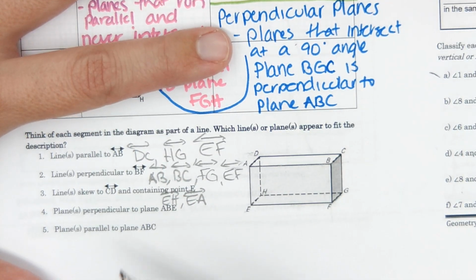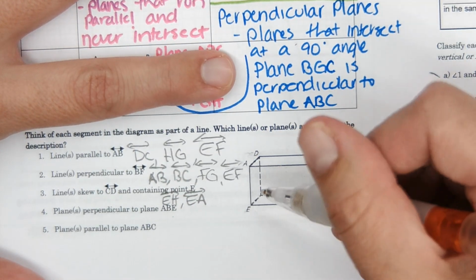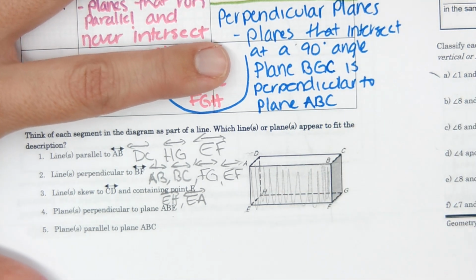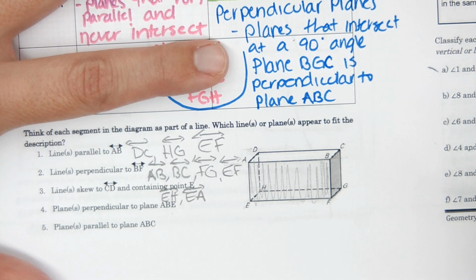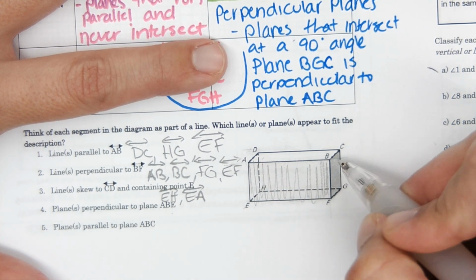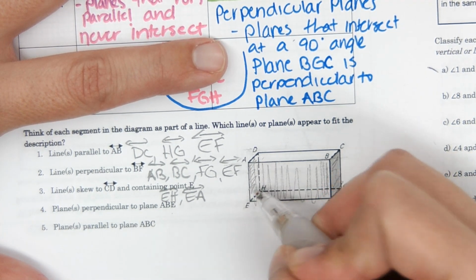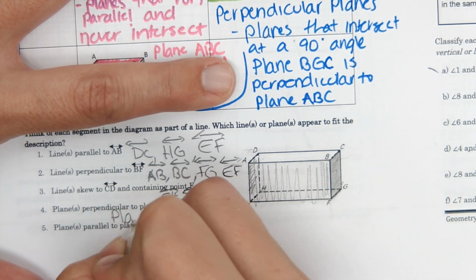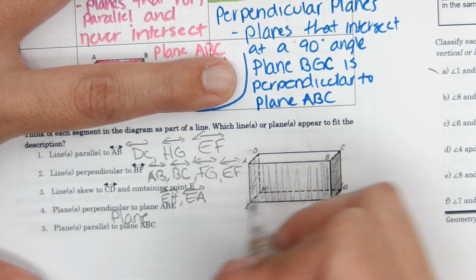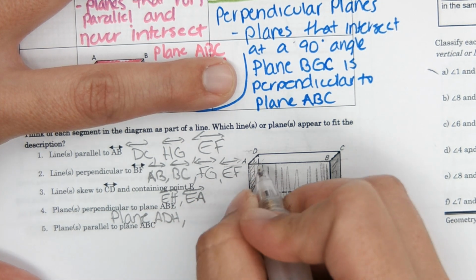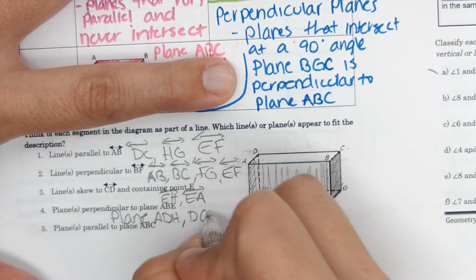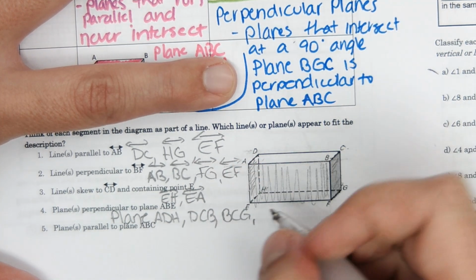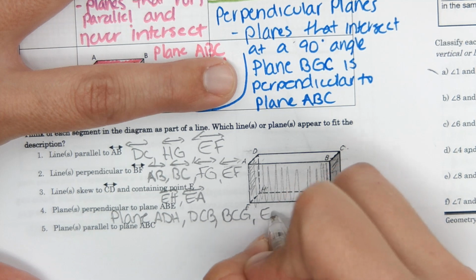Then number 4, plane perpendicular to ABE. ABE is the front plane, the front rectangle. So planes perpendicular to that would be the top plane intersecting at 90 degrees, this plane on the side, this plane on the side, and the bottom. So there's actually 4 planes that are perpendicular to that front rectangle. So plane ADH, the side, the top DCB, the side BCG, and the bottom EHG.